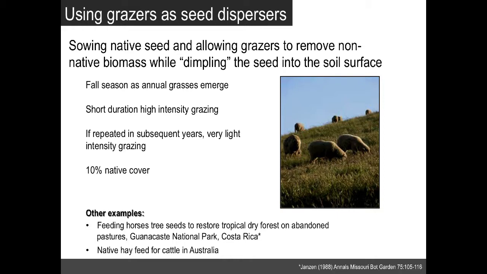And it's a technique that, while it doesn't get enormous percent cover, can get 10%, 15%, 20% cover. It's a very useful technique in areas where you cannot get machinery in to do drill seeding, for example rocky slopes, oak woodlands, vernal pools, this sort of thing. This follows on from some of the other examples that we talked about: feeding horses tree seeds to restore tropical dry forest on abandoned pastures in Guanacaste National Park in Costa Rica, or native hay feed for cattle in Australia.